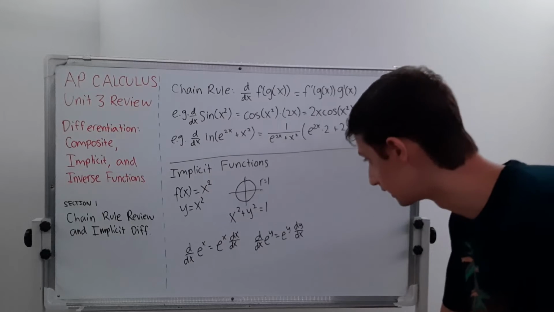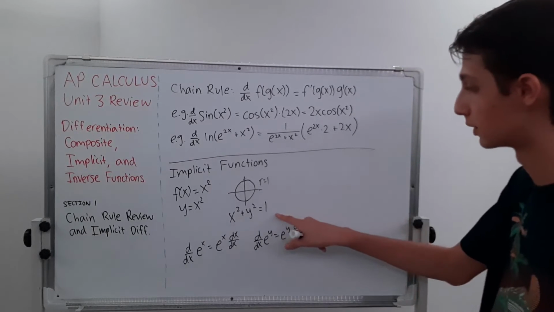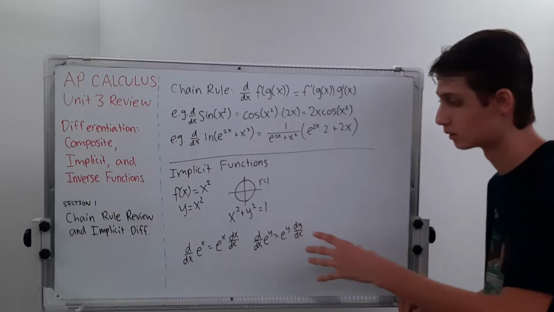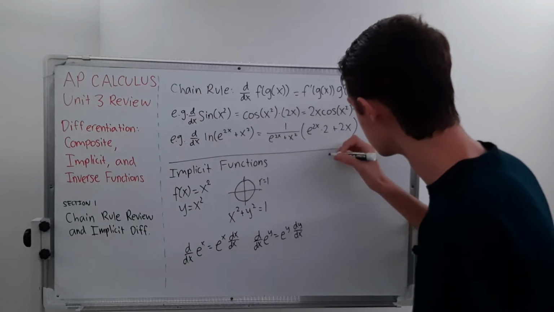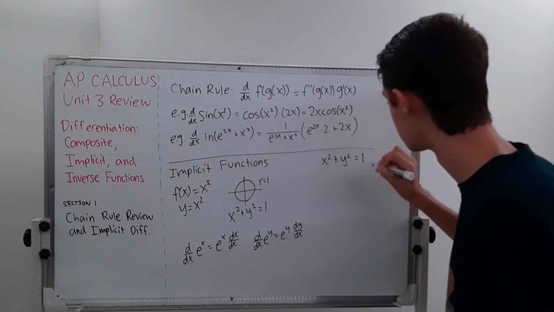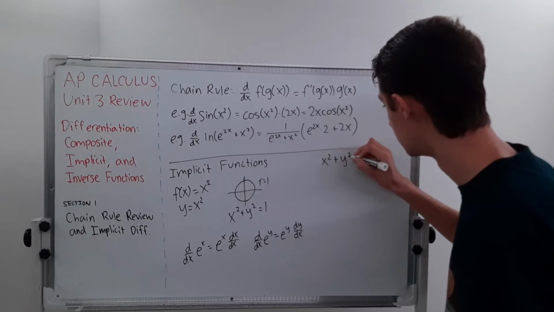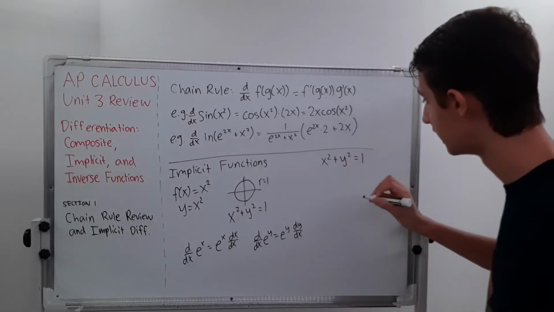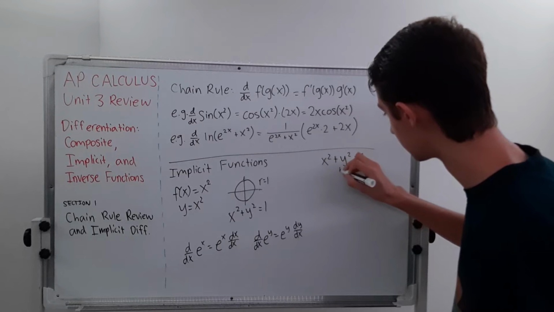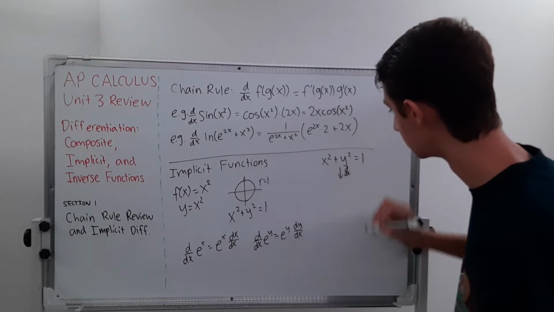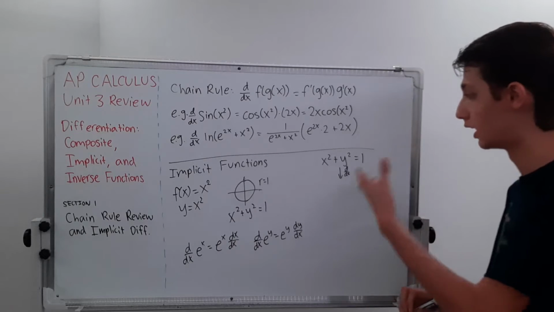So let's take the derivative of x squared plus y squared equals 1. It's really hard to write this, so let me just do it this way. So x squared plus y squared equals 1. And then we're going to take the derivative. I like to draw an arrow and say d over dx, just to know that I'm taking the derivative with respect to x.